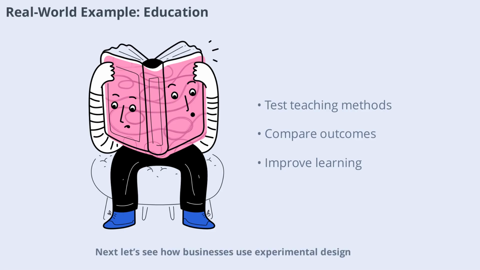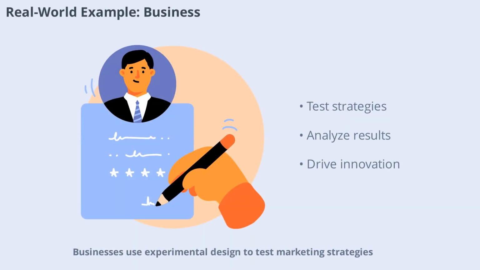Next, let's see how businesses use experimental design. Businesses use experimental design to test marketing strategies, product features, or customer experiences. For instance, a company might test two versions of a website to see which one leads to more sales. By analyzing the results, they can make data-driven decisions that boost performance. Experimental design helps businesses innovate and stay competitive.